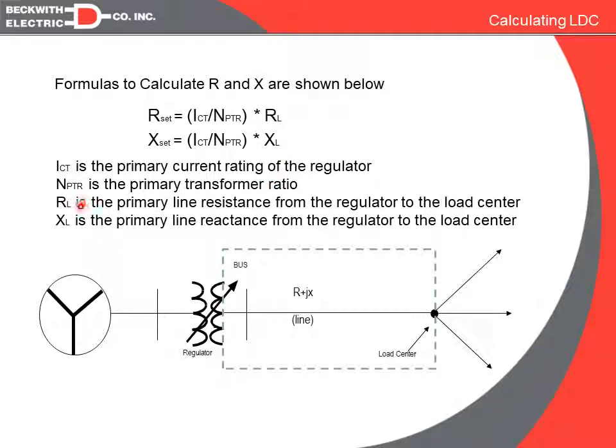And again, the R and the X impedances that we're going to calculate are not of the entire line, but only the section between the regulator and the load center that we are selecting. If I were to select my load center to be at the end of the line, then it would be the total impedance. But if it's before the end of the line, then it's to the point of the load center.